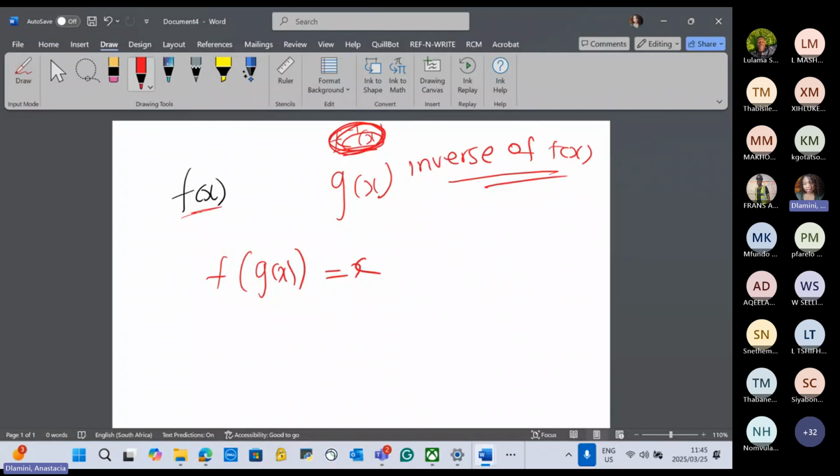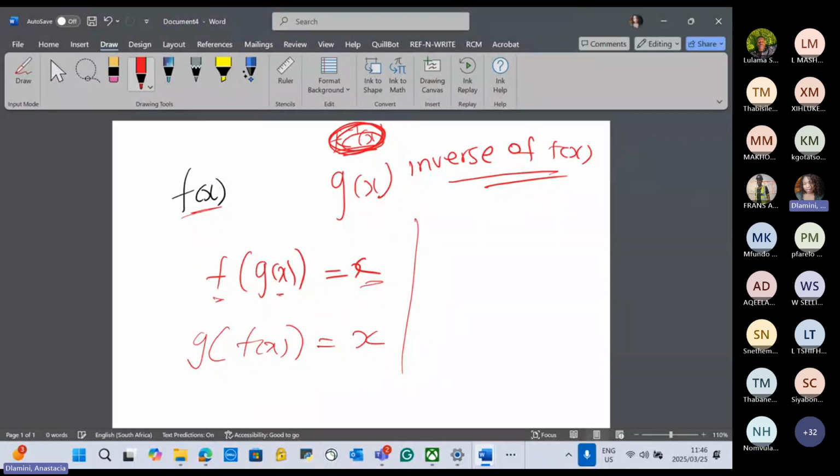Now, if I know f is the function and g is the inverse of the function f, if I take the function and put g of x, which is the inverse, inside it, the answer by simplifying that will be x. Are we all together? Yes, ma'am. The same applies: if you take the inverse and put the function inside, then you get x. Are we all together?